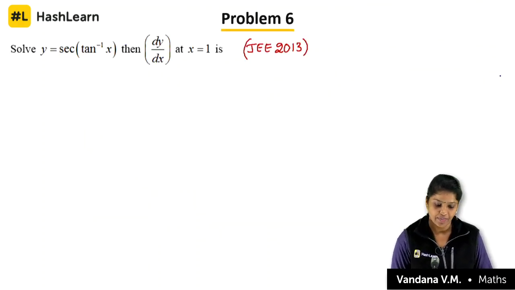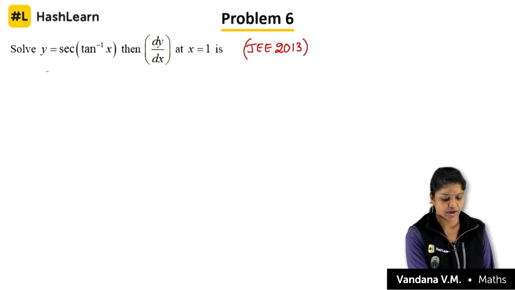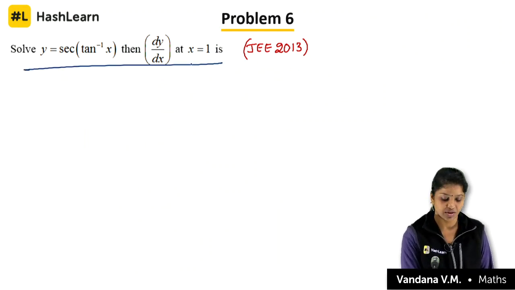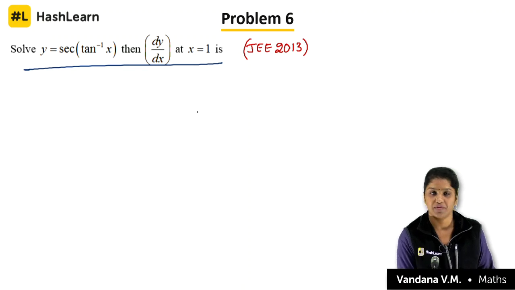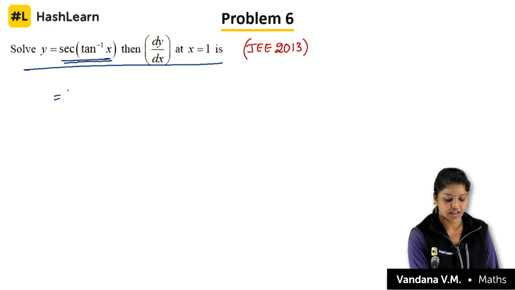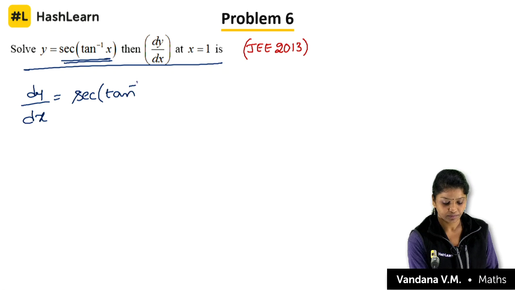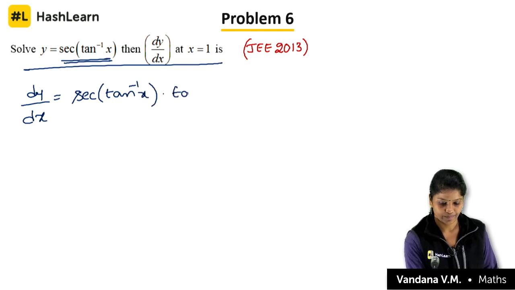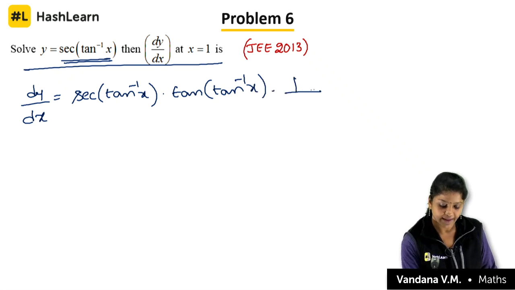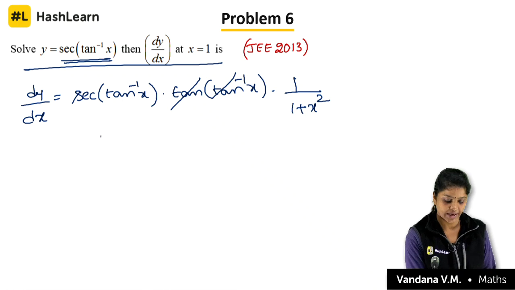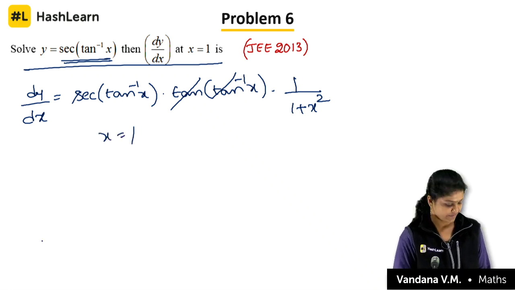Yes. Actually, I planned one more question, very simple. You can do, this is not a differential equation, it is just the differentiation. I thought of doing this problem, not an issue. Just secant. What is secant x differentiation? dy by dx, secant x into tan x. Chain rule. And then tan inverse x differentiation is 1 by 1 plus x square. Put x value is 1, you will get the answer.